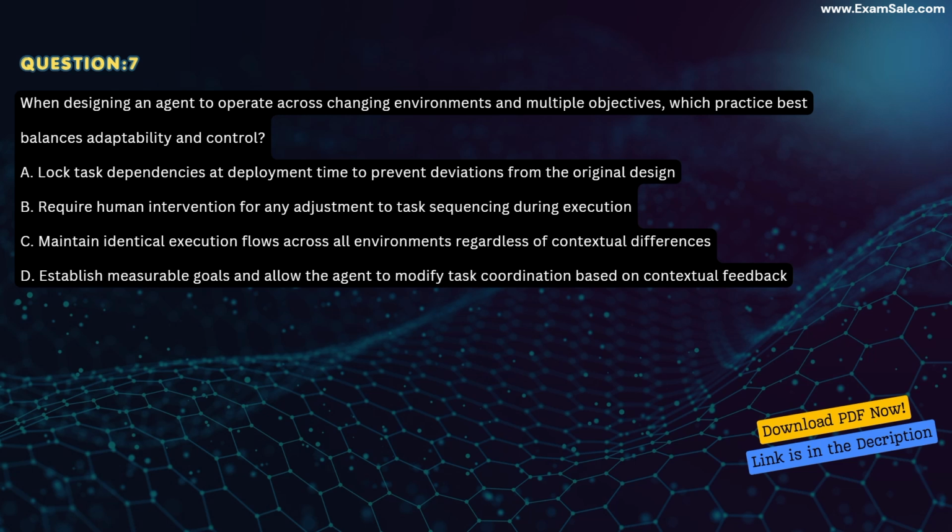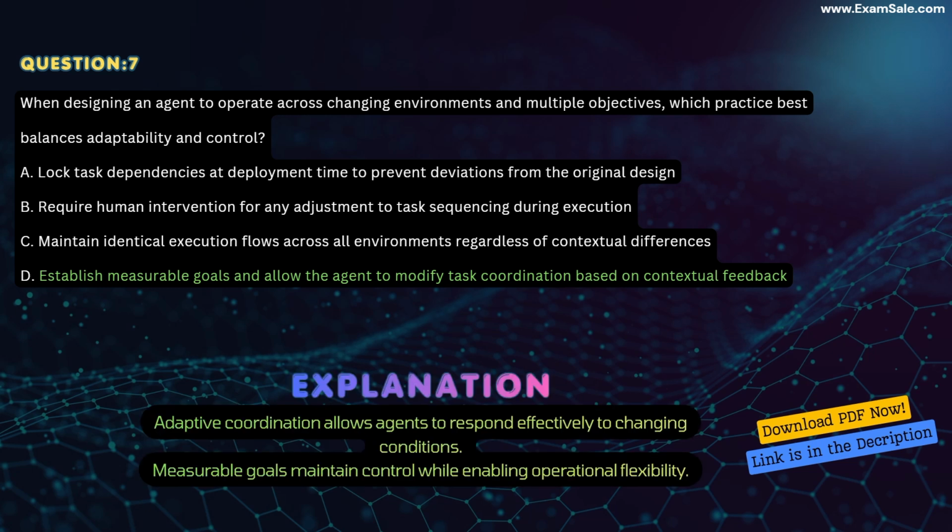Correct answer, D. Establish measurable goals and allow the agent to modify task coordination based on contextual feedback. Explanation: adaptive coordination allows agents to respond effectively to changing conditions. Measurable goals maintain control while enabling operational flexibility.